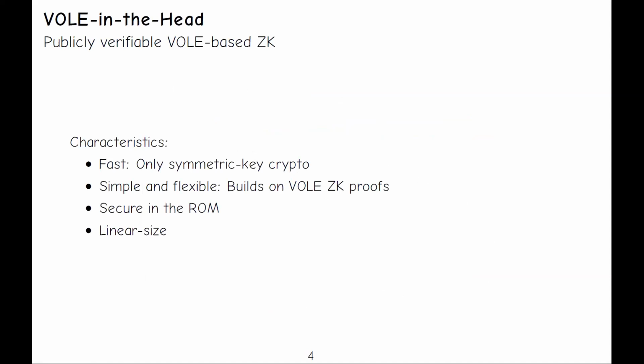And let me take our results ahead. So what we will do is VOLE in the head, kind of like MPC in the head. And we have nice characteristics for this approach. It will be fast. We will only need symmetric primitives for this. It will be rather simple and flexible because we can reuse the VOLE techniques for zero knowledge protocols. It will be secure in the random oracle model. And as I said, it will also be linear.